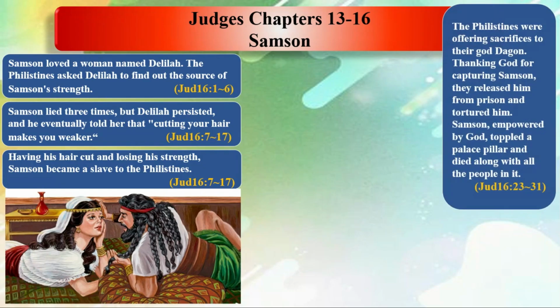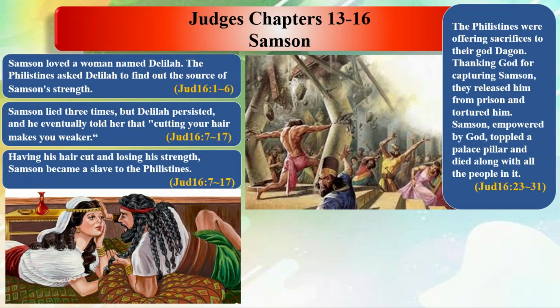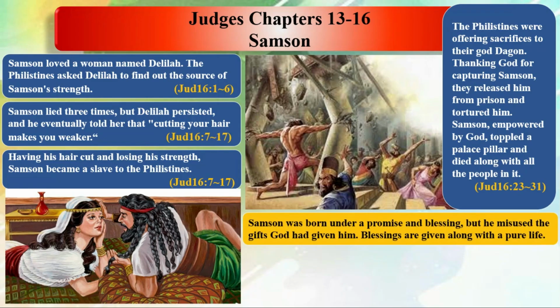The Philistines were offering sacrifices to their god Dagon. Thanking God for capturing Samson, they released him from prison and tortured him. Samson, empowered by God, toppled a palace pillar and died along with all the people in it. Samson was born under a promise and blessing, but he misused the gifts God had given him. Blessings are given along with a pure life.